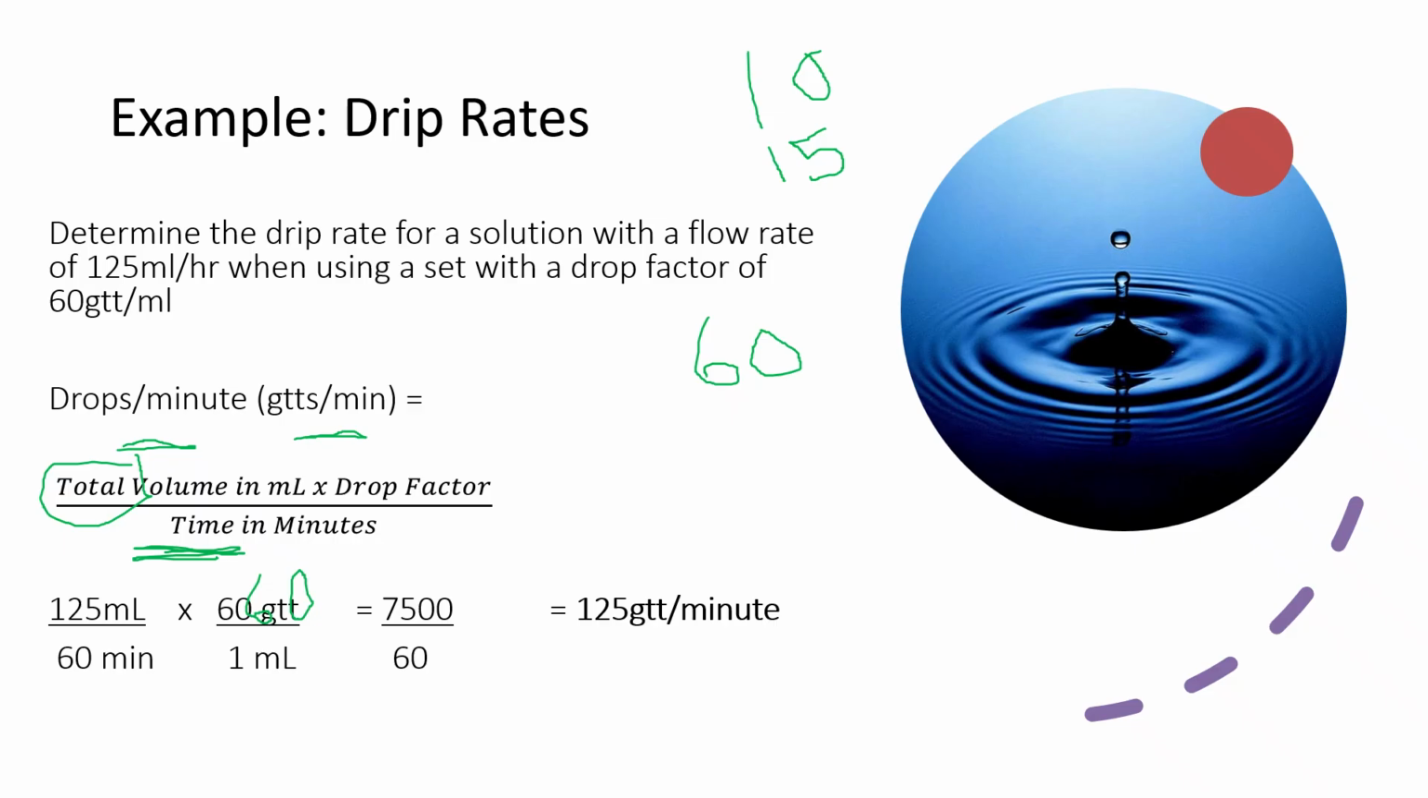drop factor. So I did flick the slide here, so 125 times by 60 is 7,500, and then that needs to be divided by 60 minutes, and your answer is 125 drops per minute, which you would need to eyeball and count, visualizing 125 drops dropping every minute, and that is a macro drip. That's a macro drip drop factor.